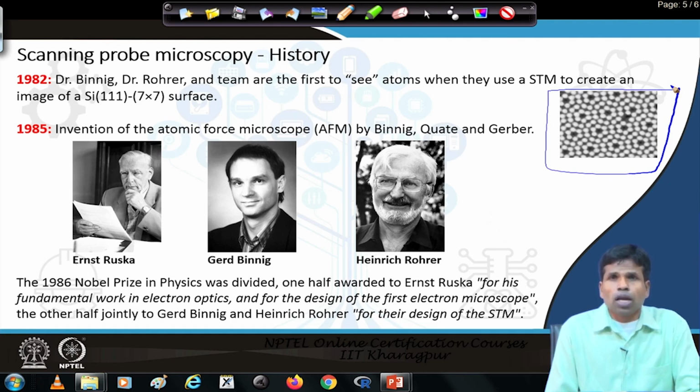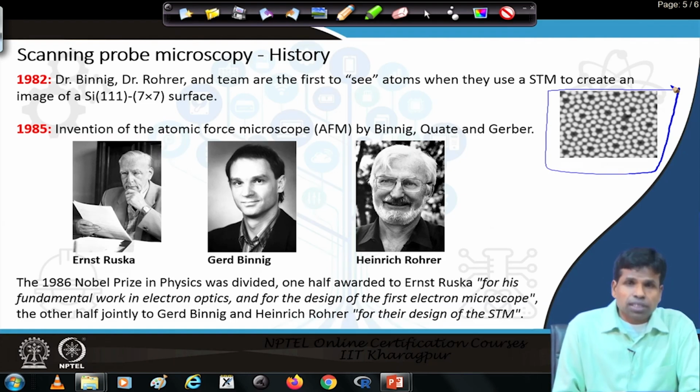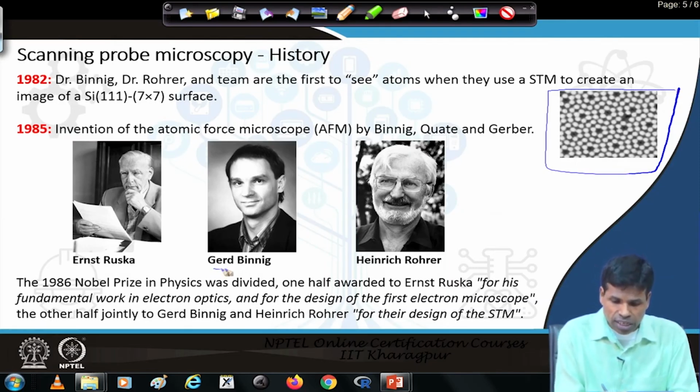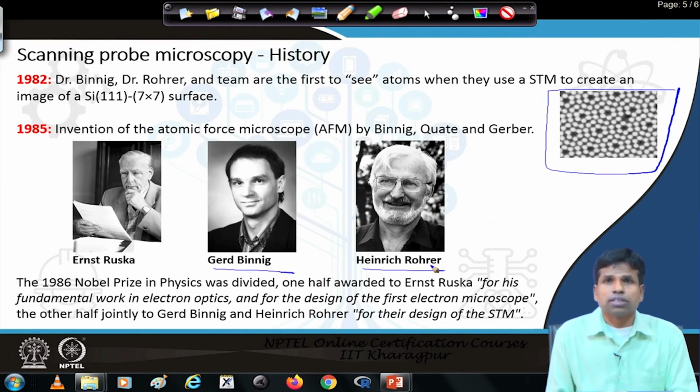You see how clearly and distinctly the positions of the atoms are visible in a scanning tunneling microscope image. Using a simple probe scanning over the surface, they could get an image with atomic resolution, in the angstrom range. That is what they achieved in 1982, and for their contribution they received the Nobel Prize in 1986. These two scientists, Gerd Binnig and Heinrich Rohrer, received the Nobel Prize in physics in 1986.